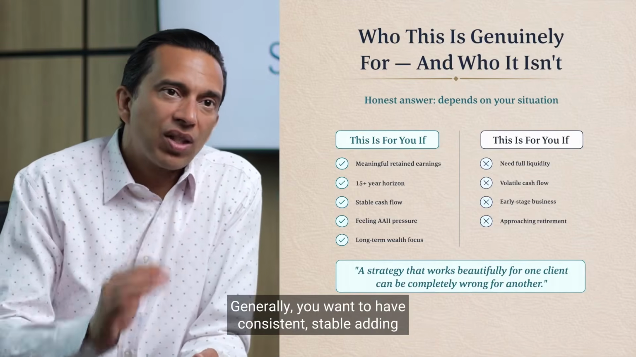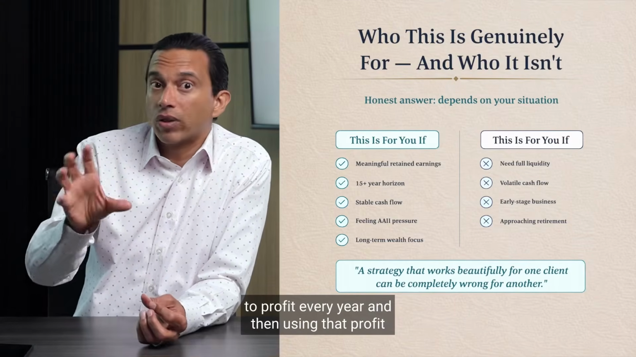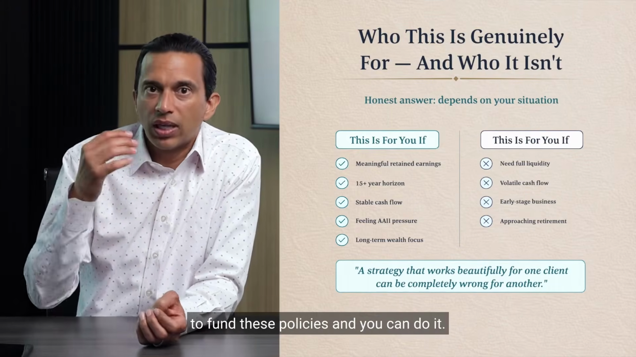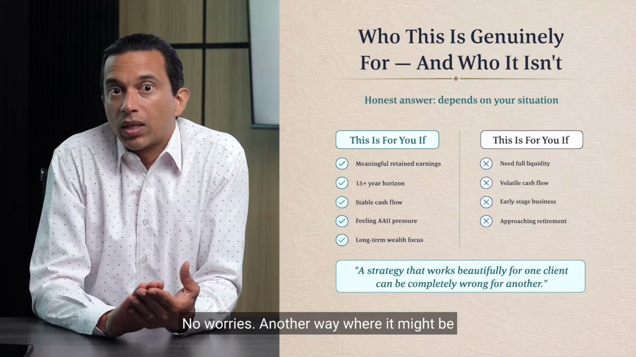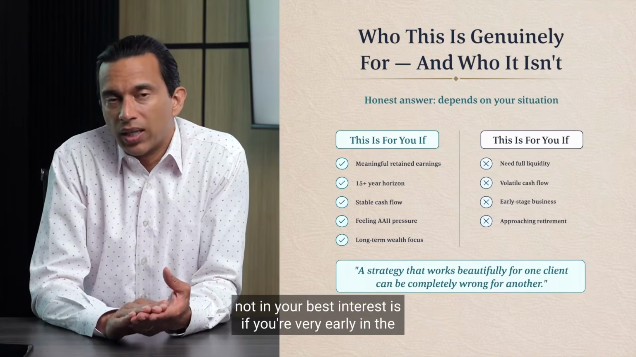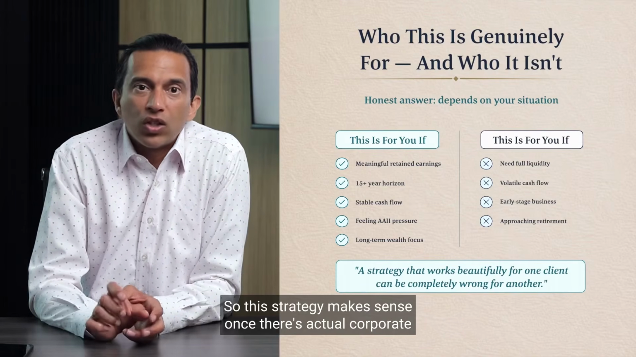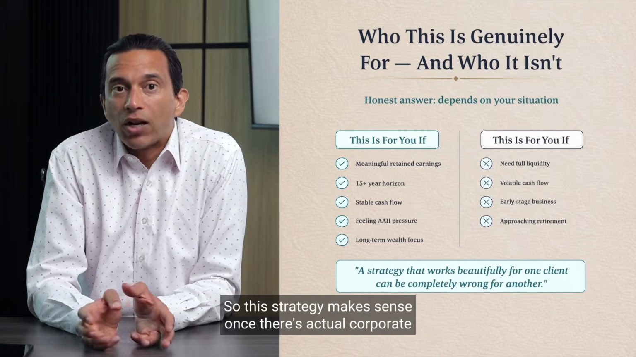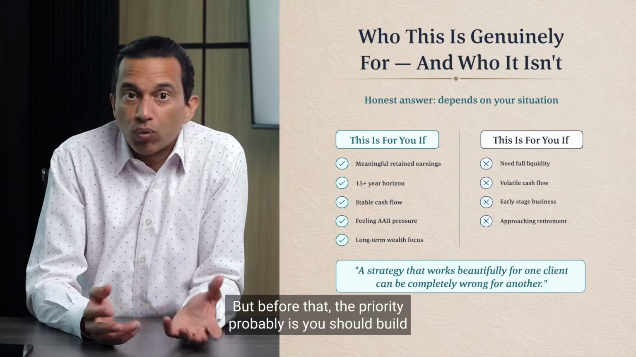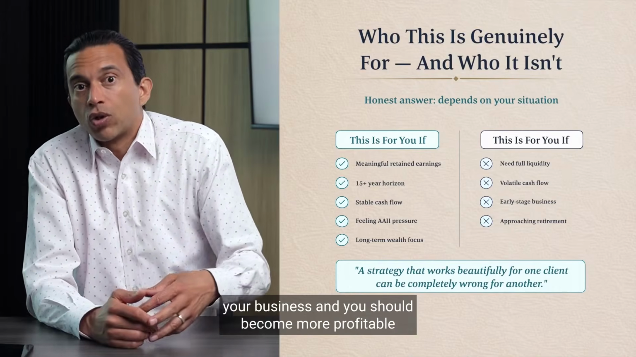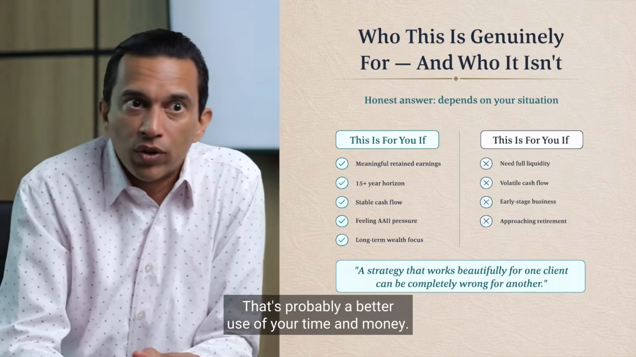Generally, you want to have consistent, stable adding to profit every year, and then using that profit or that retained earnings to fund these policies. And you can do it, no worries. Another case where it might not be in your best interest is if you're very early in the business and you haven't built up the retained earnings yet, right? So this strategy makes sense once there's actual corporate capital to deploy. But before that, the priority probably is you should build your business and you should become more profitable and you should generate retained earnings. That's probably a better use of your time and money.